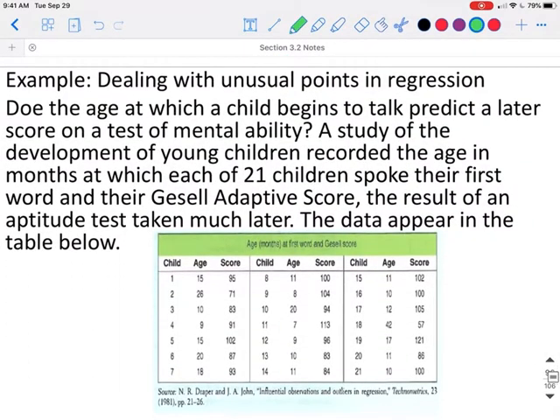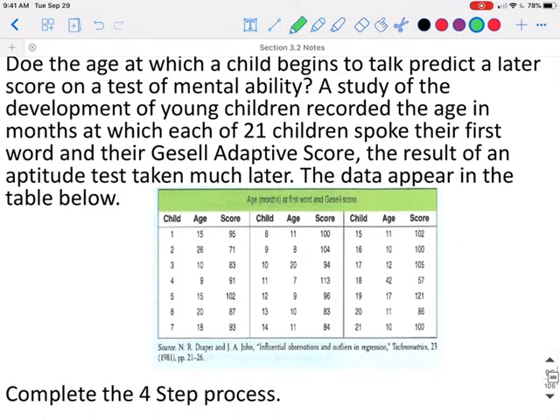So let's look at an example. Does the age at which a child begins to talk predict a later score on a test of mental ability? A study of the development of young adults recorded the age in months at which each of 21 children spoke their first words, and then took their results on an aptitude test. The data appear in the table below. You need to complete the 4-step process.